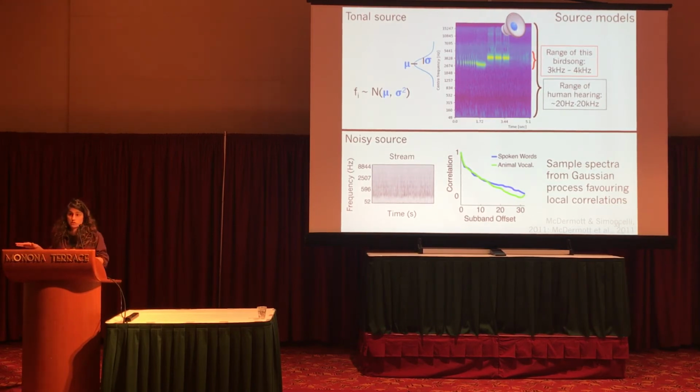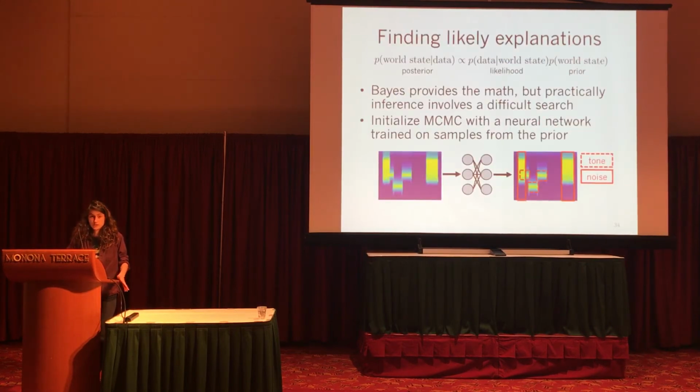So those correlations fall off as the frequencies get more distant. So that's our entire world model. Now we can do inference, but of course there's a practical difficulty of actually implementing our inference method. And this is so difficult because we need to search this huge space of very structurally different world states.